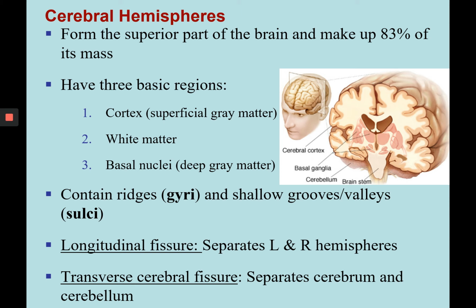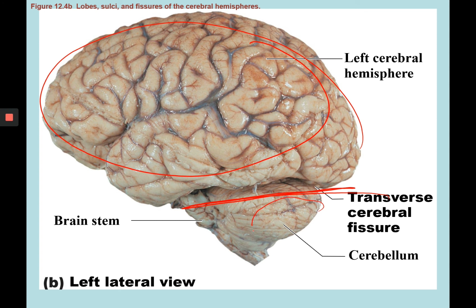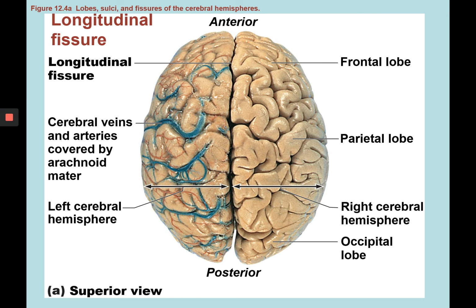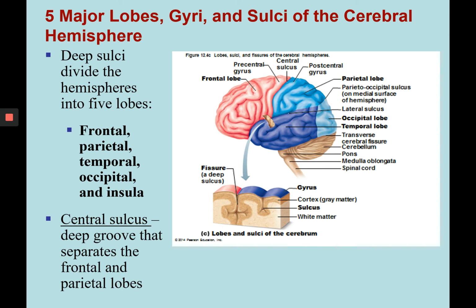Separating the left and right cerebral hemispheres is the fissure called the longitudinal fissure. The transverse cerebral fissure separates the cerebrum from the cerebellum. So here we can see the transverse fissure, which is a deep groove separating the cerebrum from the cerebellum. In this next image, we can see the longitudinal fissure, which again is a deep groove separating the left from the right cerebral hemisphere.